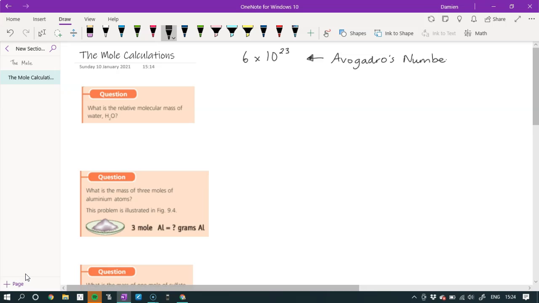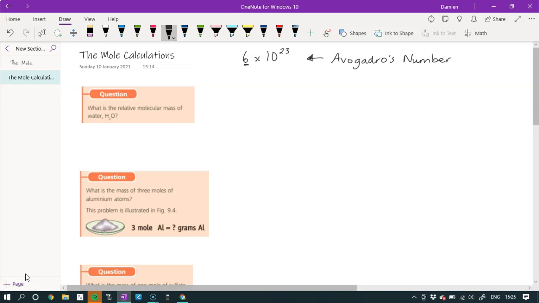So Avogadro's number. You'll also see when you're going across the internet, you may see this written as 6.02 multiplied by 10 to the 23. And this is also Avogadro's number. But for Leaving Cert, we just need to worry about 6 by 10 to the 23. 6.02 is a little bit more accurate, but you don't need to use this. And in fact, this particular number actually continues on for several decimal places. So that's all we're interested in. So that's Avogadro's number. So what we're going to do is have a look at a couple of calculations.